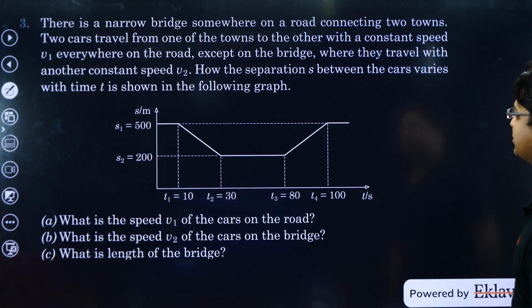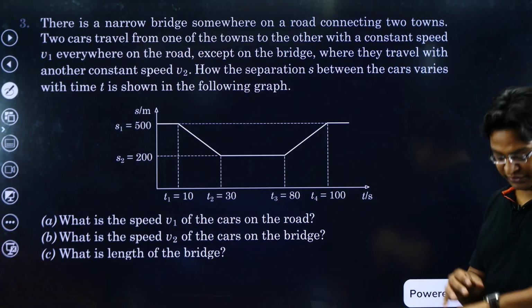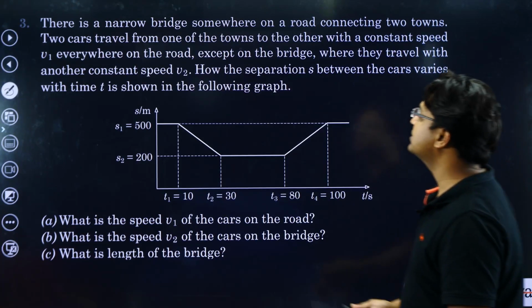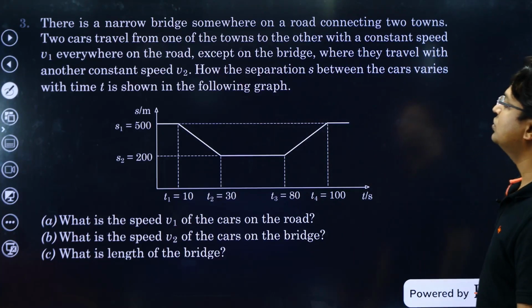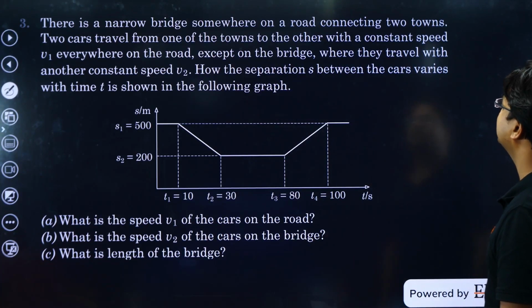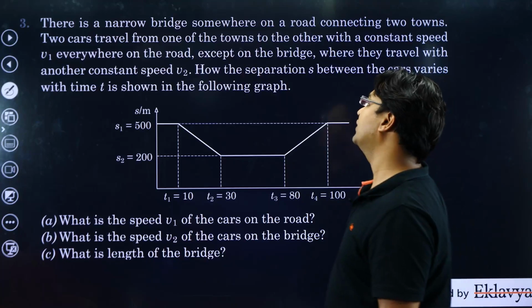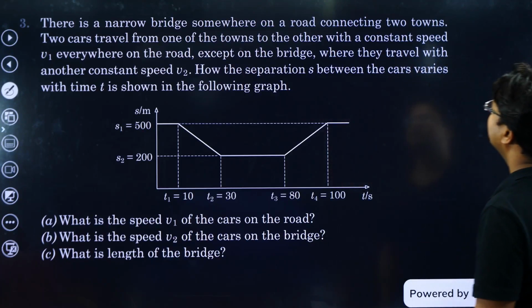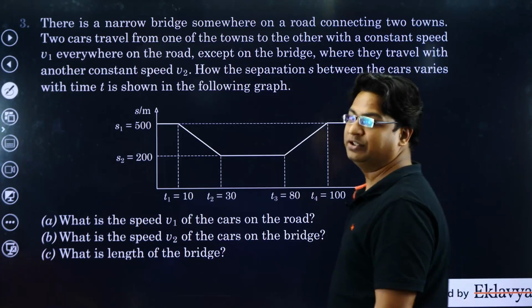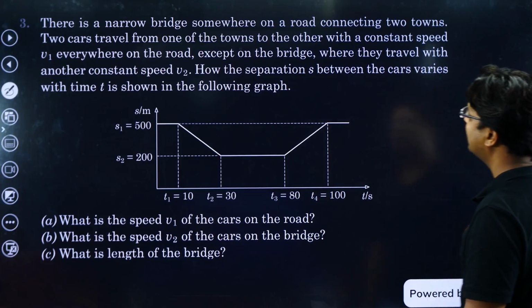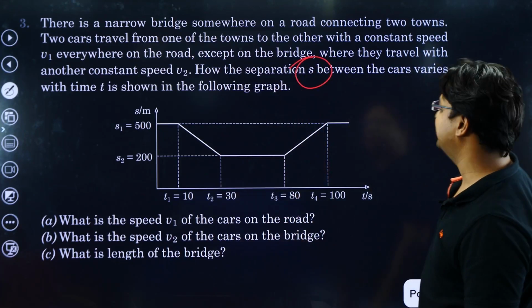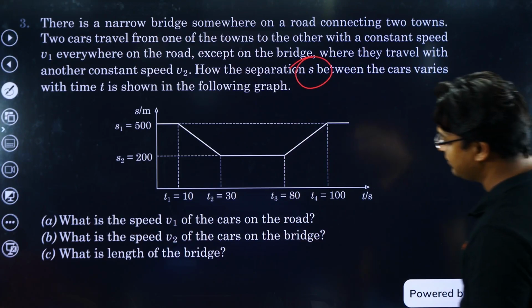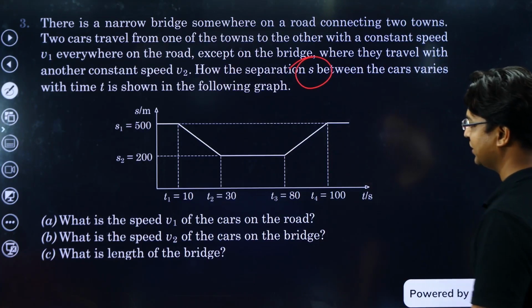Okay, next question. That's a very good question. It says there is a narrow bridge somewhere on a road connecting two towns. Two cars travel from one of the towns to the other with a constant speed v1 everywhere on the road except on the bridge, where they travel with a constant speed of v2. Now guys, this s is the separation between the cars, which varies with time t as shown in the following graph.